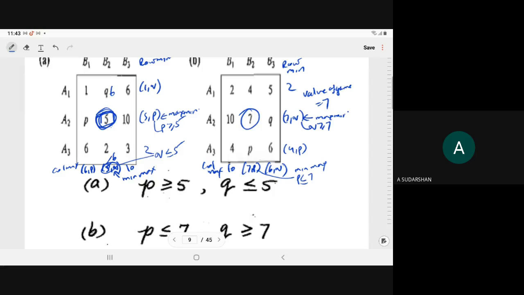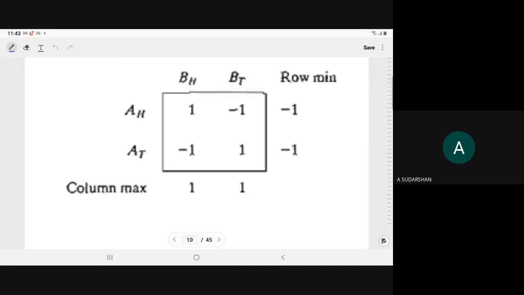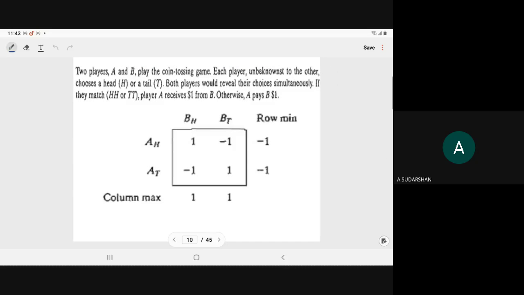Can I change now? Now let us have this example. Two players A and B play a coin tossing game. They are playing the game with coins. Each player, unbeknown to the other, meaning the other does not know what he will choose, chooses head or tail. Both players reveal their choices simultaneously. Tail, head, head. It may be any choice.